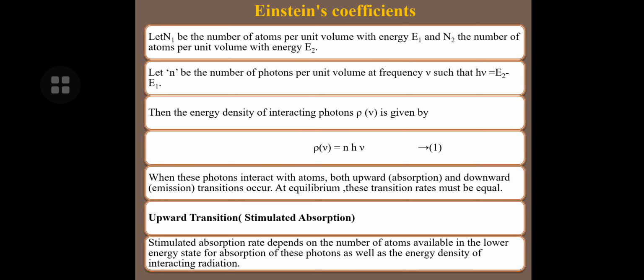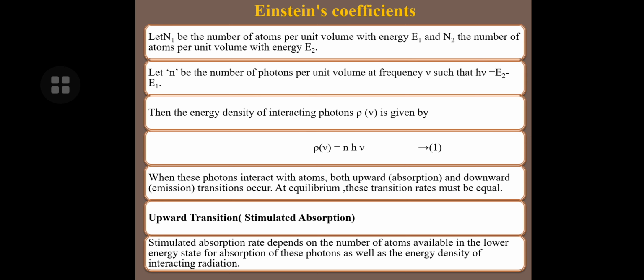At equilibrium, the number of upward transitions equals the number of downward transitions. Here the upward transition is absorption, and the downward transitions are spontaneous emission as well as stimulated emission. The first one is the upward transition, or stimulated absorption. Stimulated absorption depends on two factors: one is the number of atoms present in the ground state, and the second is the number of photons incident on the ground state.